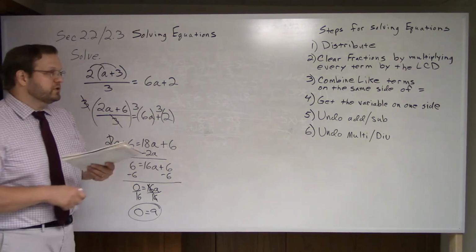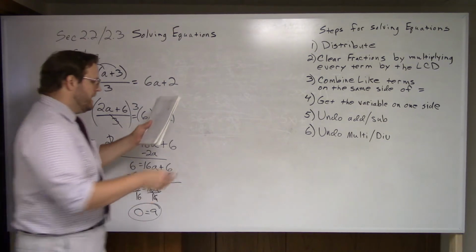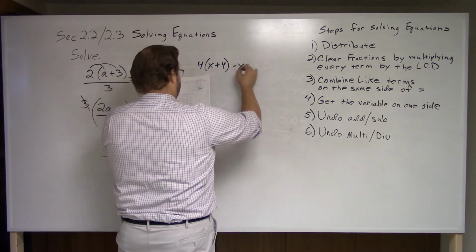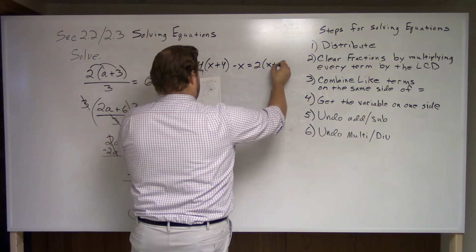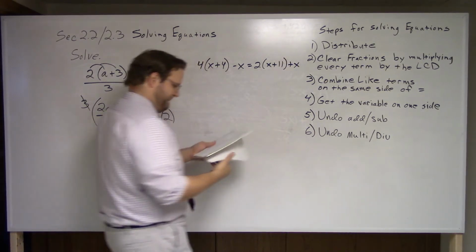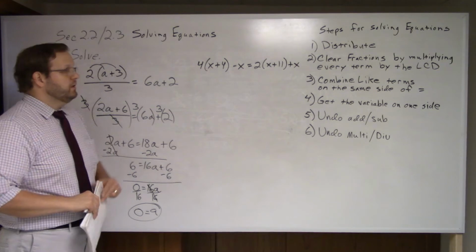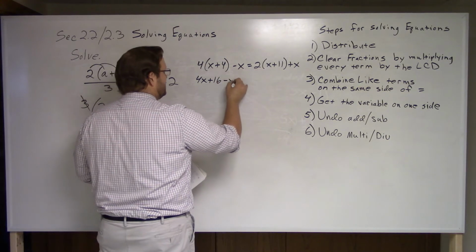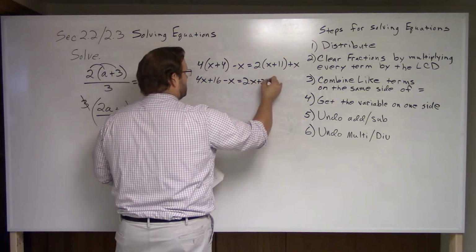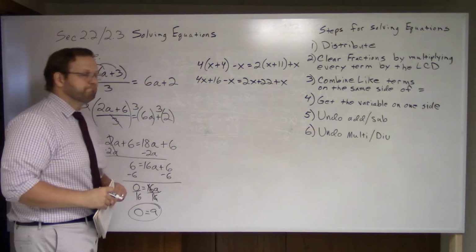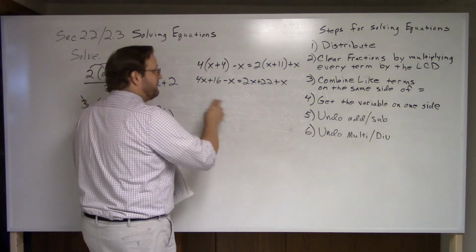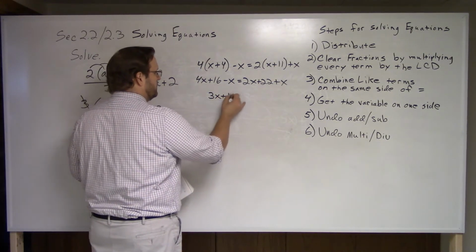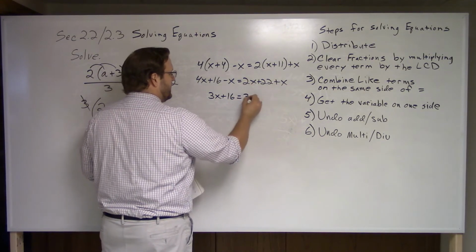Okay, let's do a couple more. These are special circumstances, so really pay attention to these. Let's see how they play out. Okay, first thing, distribute. So I've got 4x plus 16 minus x equals 2x plus 22 plus x. Next, I'm going to combine like terms to shorten this thing up. So I've got 4 minus 1 is 3x. 2 plus 1 is 3x.